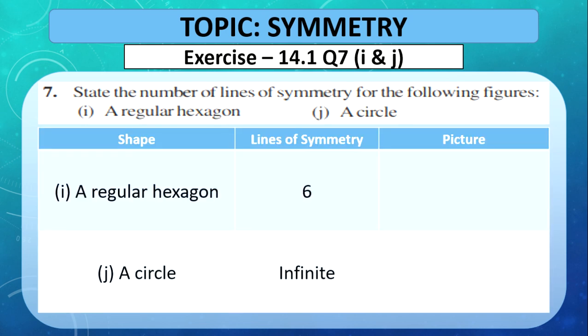Now let us see the case of a regular hexagon. First you should know what is a hexagon. Hexagon is a six-sided polygon. Now what is a regular hexagon? A hexagon in which all the six sides and six angles are equal is a regular hexagon. So it will look like this. In a regular hexagon, there are six lines of symmetry. So six ways it can be folded such that the parts will coincide with each other.